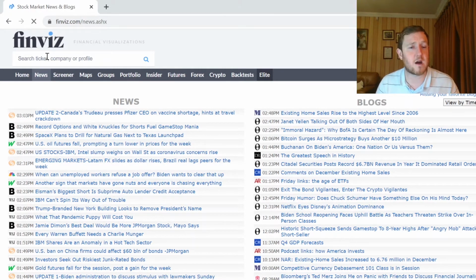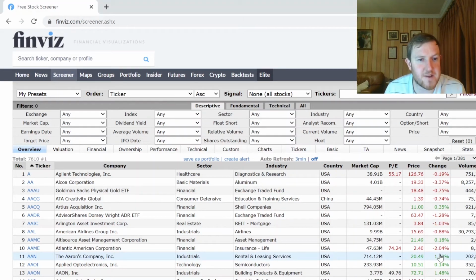Now if you click on the banner here, there is a screener button. Just click on that and that will take us to the screener. Okay, so let's look at the stock screener now. You can see here it's a massive database. At the moment, with no filters on it, there are 7,610 different stocks that you can filter through. That can be a bit daunting for any new investor.